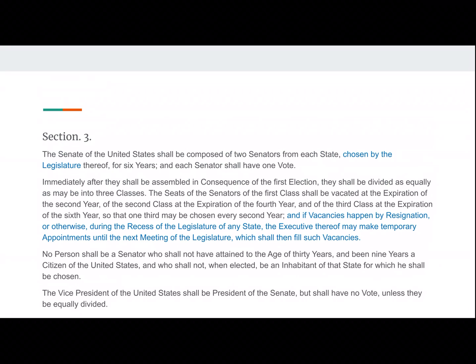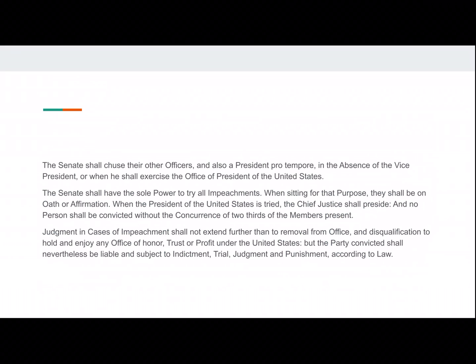No person shall be a senator who shall not have attained the age of 30 and been 9 years a citizen of the U.S. So you have to be 30 years old and at least a citizen for 9 years, and who shall not, when elected, be an inhabitant of that state for which he shall be chosen. The Vice President of the United States shall be the President of the Senate, but shall have no vote unless they are equally divided. So the Vice President casts the tie-breaking vote. The Senate shall choose their other officers, and also a president pro tempore in the absence of the vice president, and when he shall exercise the office of the President of the United States. So they get to choose who's in charge of their meetings.